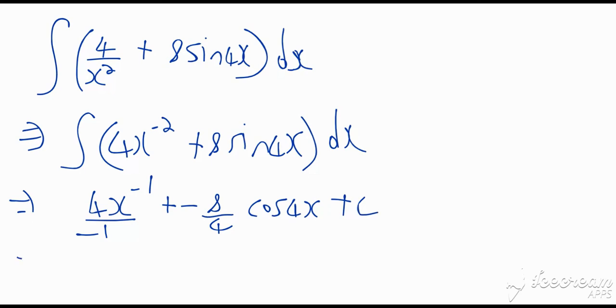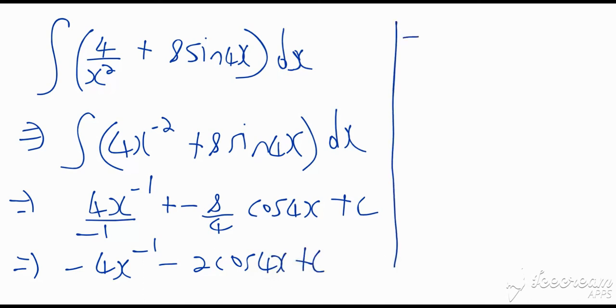Now, of course, we don't want to leave it like this, so we tidy it up. So we have negative 4x to the minus 1 minus 2 cos 4x plus c, which if I manipulate, I'm going to end up with negative 4 over x minus 2 cos 4x plus your constant of integration. There we go.